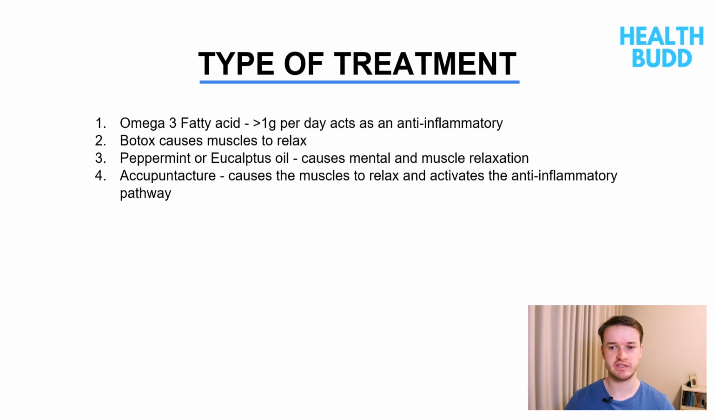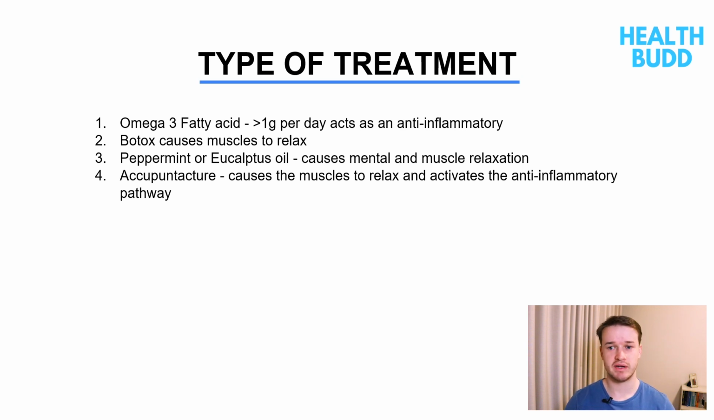The next treatment he mentions is applying peppermint or eucalyptus oil to the area where the pain is on the skin and just rubbing the oil on. This causes mental and muscle relaxation and activates the sensory neurons, which cause cooling down in our body. So this shuts down the pain and heat pathways in the body, and it can help with the tension-based headaches.